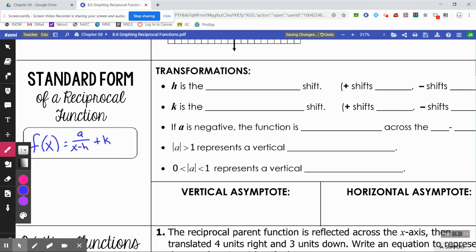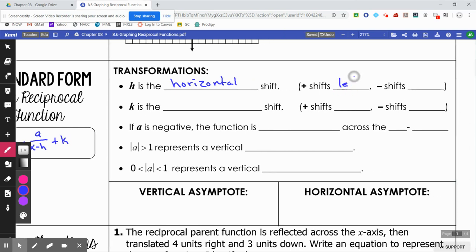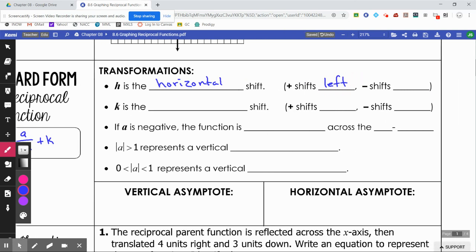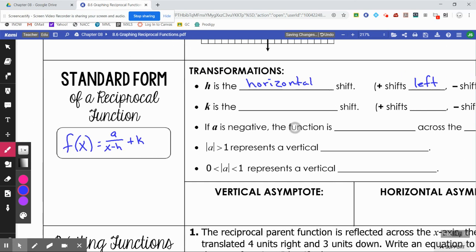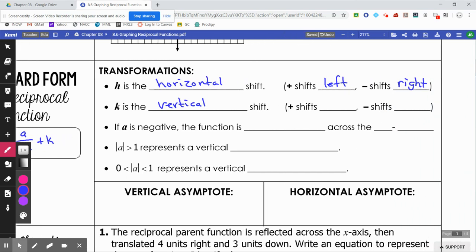So therefore, the h would be a horizontal shift. And it would shift it. If it's a positive, it's going to shift it left, as always, because it's on that x. If it's a negative, it will shift it right. The k is going to be a vertical shift because it is not on the x value. If it's a positive, it will shift it up. If it's a negative, it will shift it down.